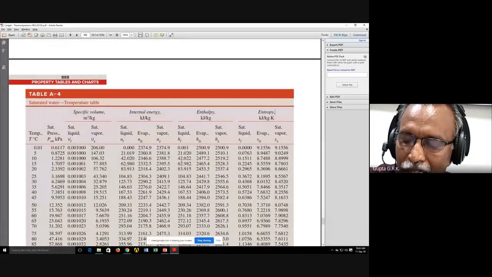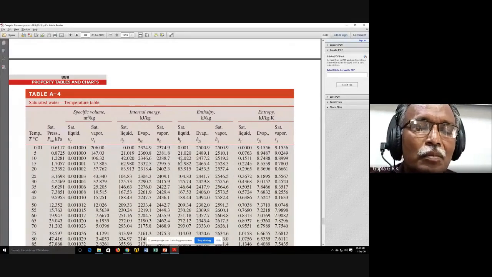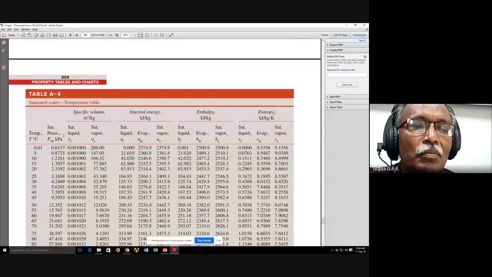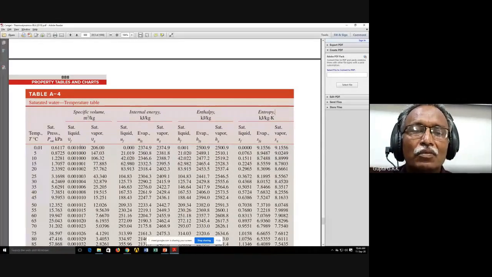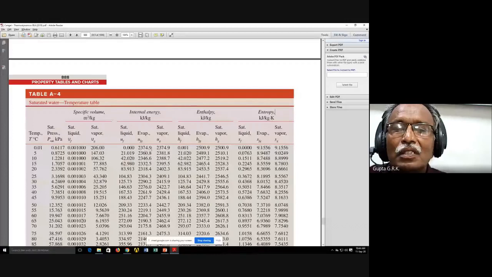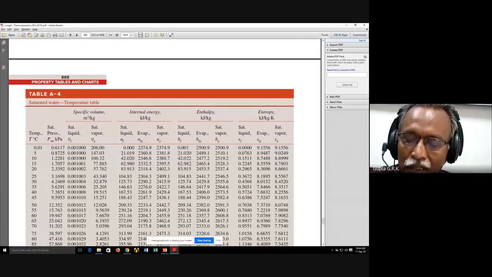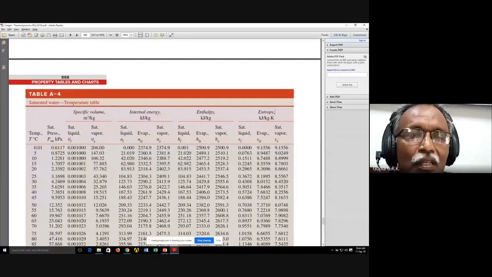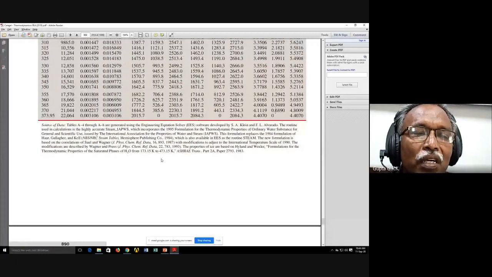So, page number 888. We have the saturated water temperature table. Temperature is in the first column, then the corresponding saturated pressure in kilopascals. Then we have Vf, Vg, Uf, Ug, Ufg, Hf, Hfg, Hg, Sf, Sfg, Sg. So this is temperatures varying up to 373.95.